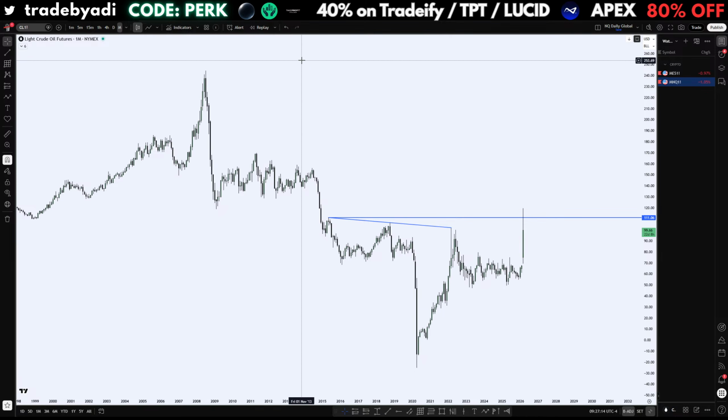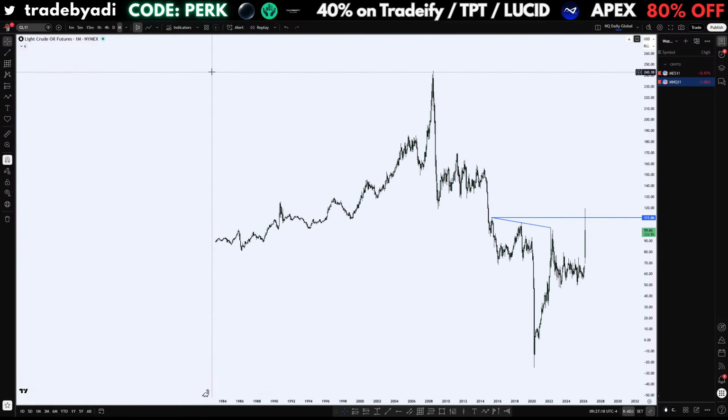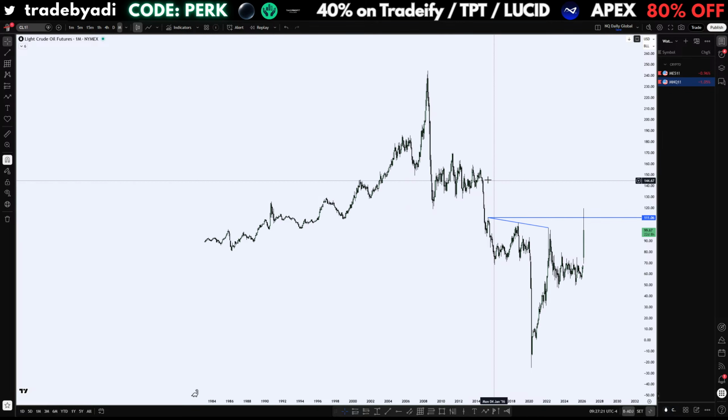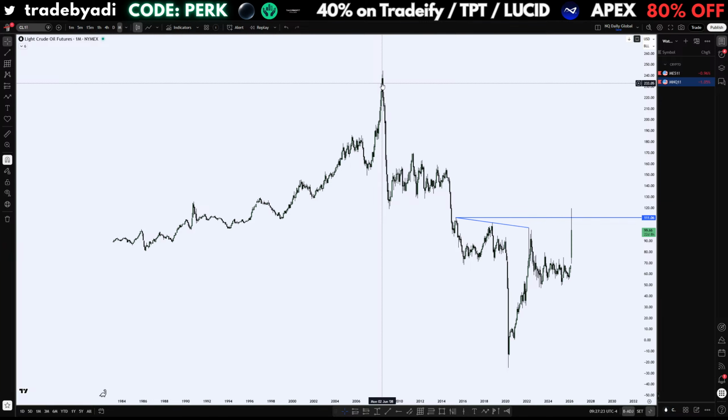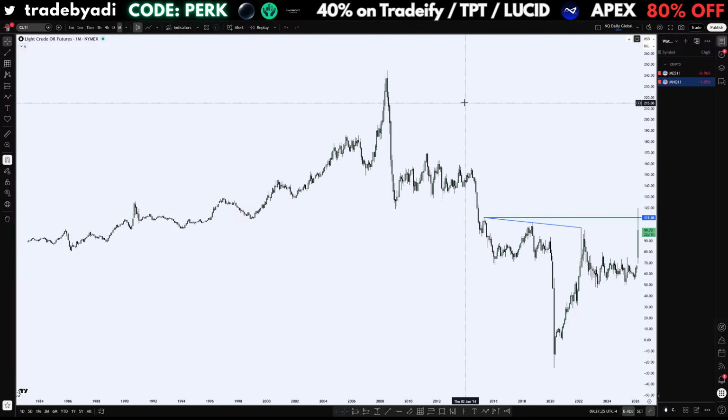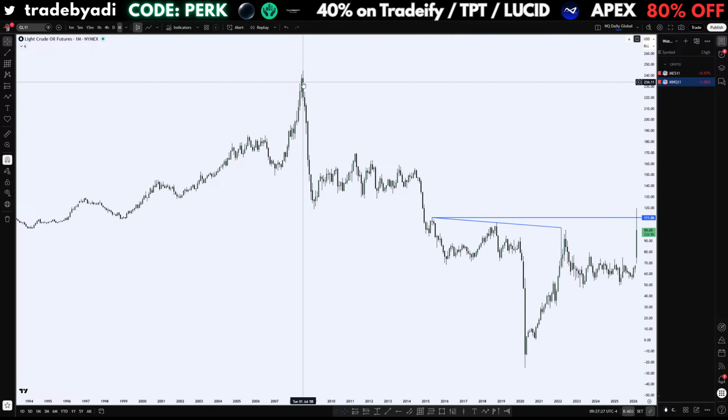I did not know the oil hit $240 as an all-time high in 2008. Yeah, 2008, July 8.